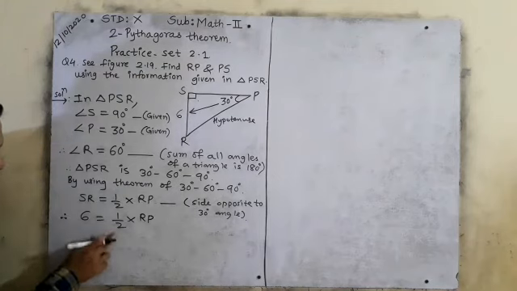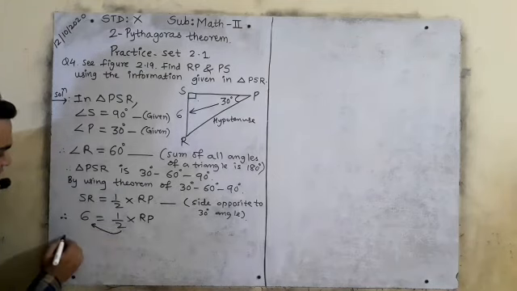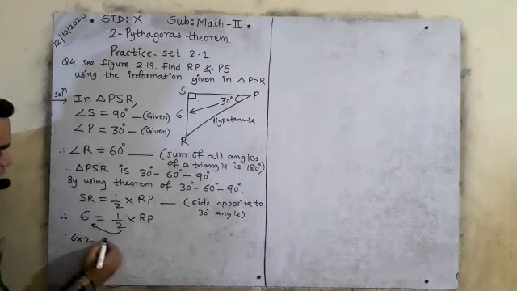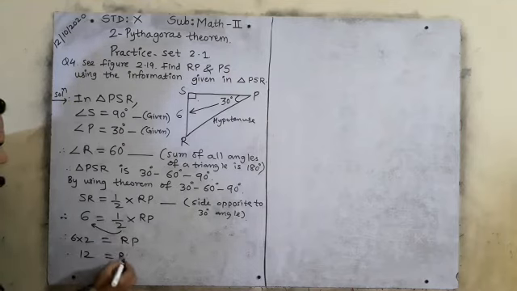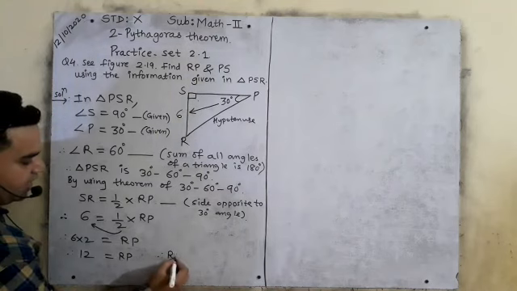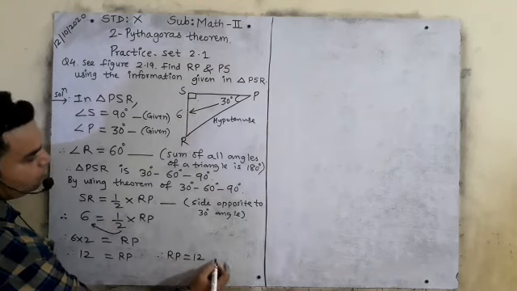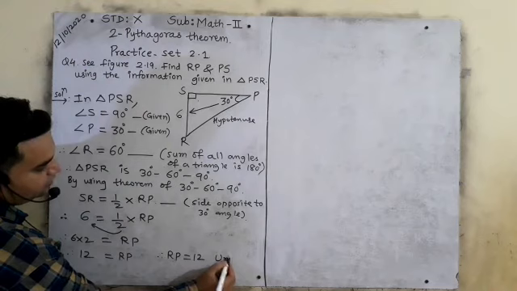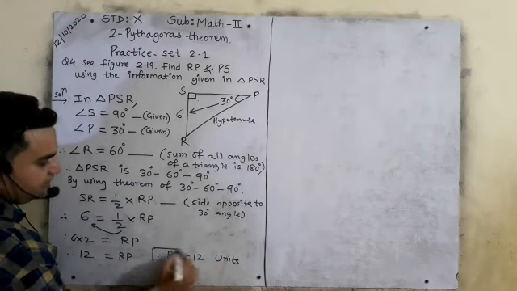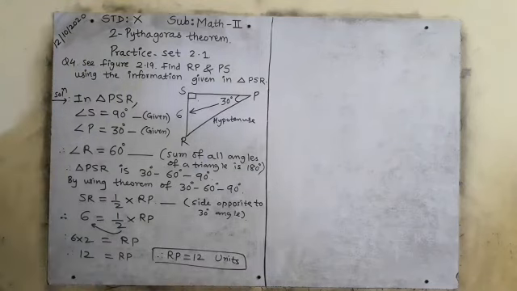Now this 2 is in division form here. It will go to the other side and multiply. So 6 into 2 is equal to RP. 6 into 2 is how much? 12. So you can say RP is equal to 12. It is not given, so you can use units. Is it clear? I hope you understood here.